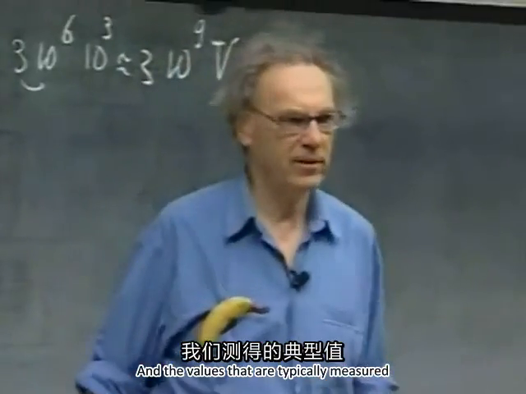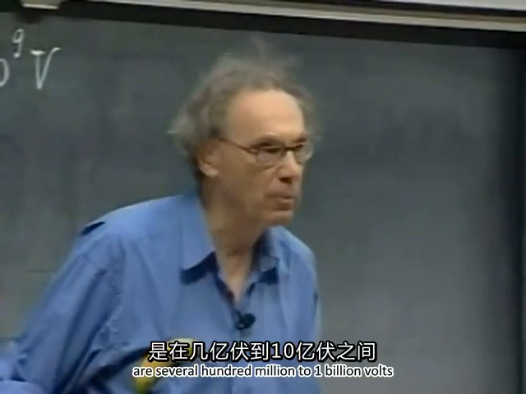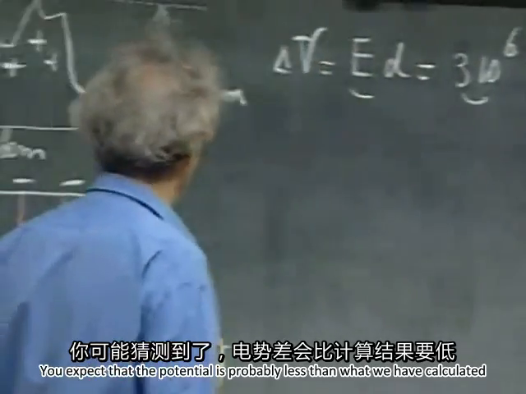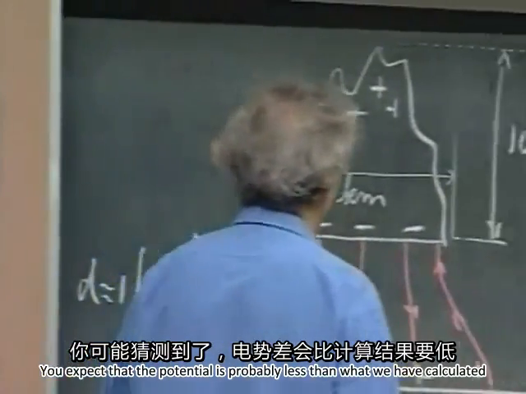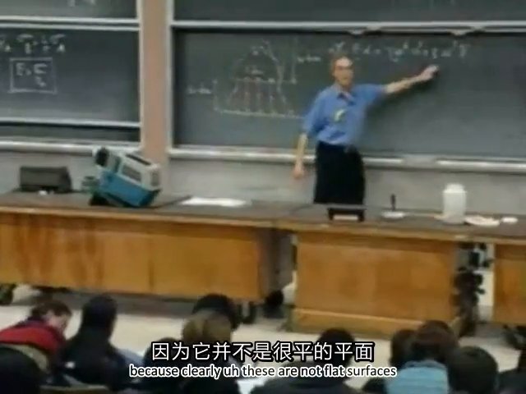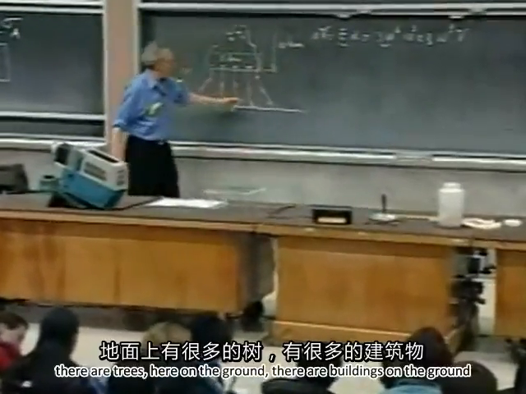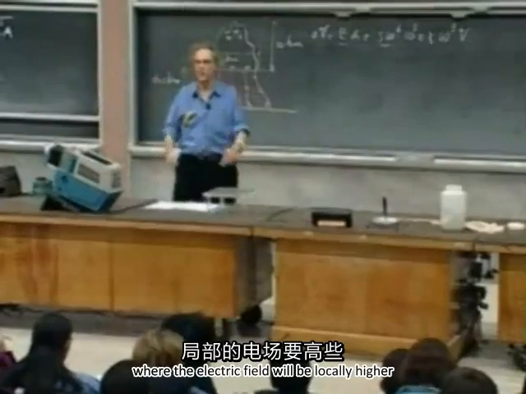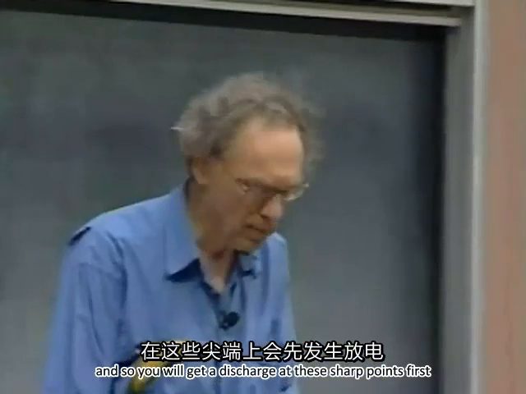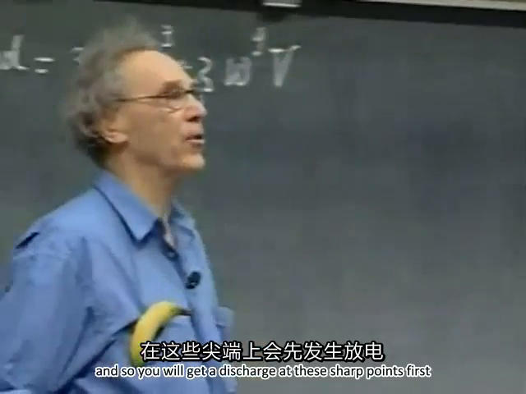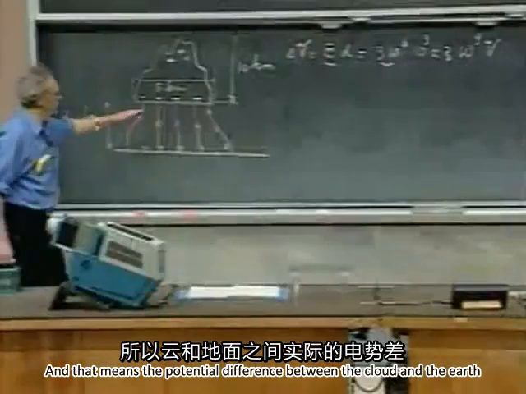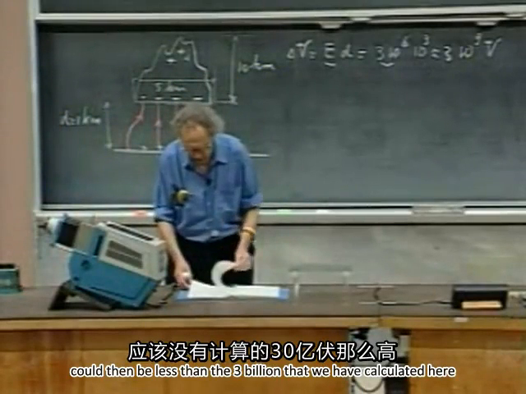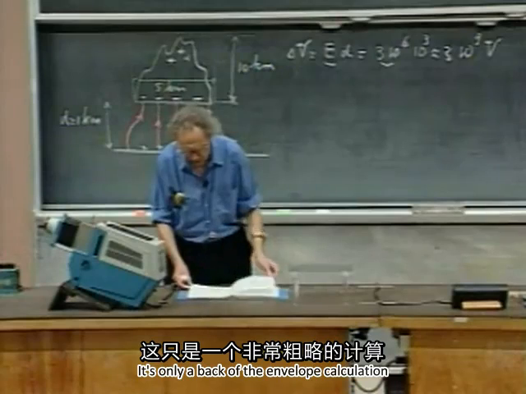And the values that are typically measured are several hundred million to 1 billion volts, so it's not all that different. You expect that the potential is probably less than what we have calculated, because clearly these are not flat surfaces. There are trees here on the ground, there are buildings on the ground, which are like sharp points where the electric field will be locally higher, and so you will get a discharge at these sharp points first, and that means the potential difference between the cloud and the Earth could then be less than the 3 billion that we have calculated here. But it's only a back-of-the-envelope calculation.